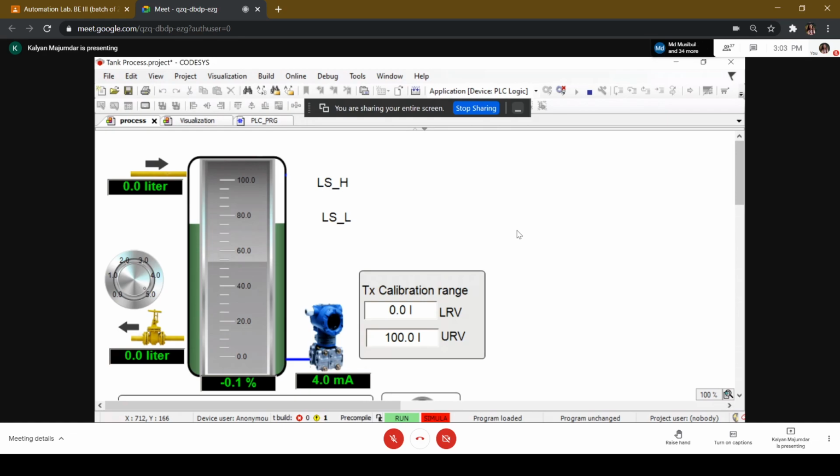But remember, we are not measuring volume. আমরা যে লেভেল সুইচ ইউজ করছি, আমরা যে ট্রান্সমিটার ইউজ করছি, কোনোটা কিন্তু ভলিউম মাপে না, কি মাপে? লেভেল। So how is volume related to level? The equation is simple. Volume is cross-sectional area into level.